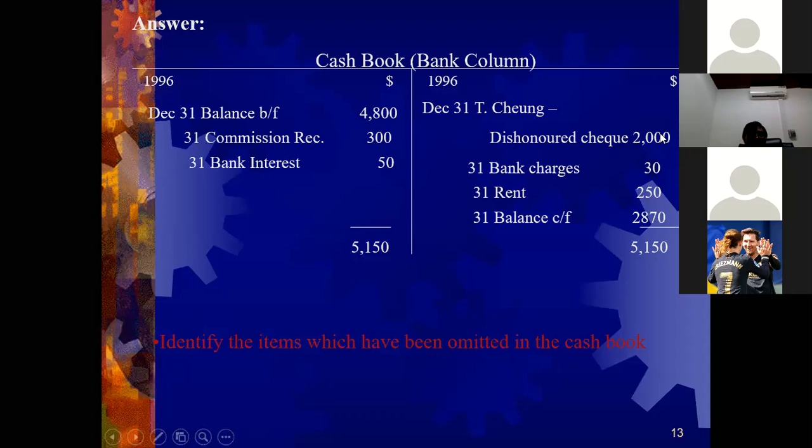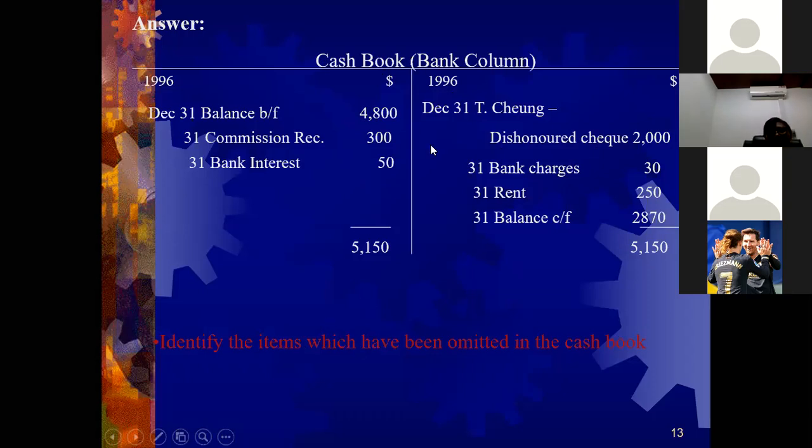Dishonored check will reduce the cash balance in the bank. Bank charges will reduce our cash balance. Rent paid will reduce our cash balance. And so we have adjusted the cash book, and we have 2,870 as our new cash balance. We had 4,800 as our cash balance. After taking care of all the informational differences, we have 2,870. So if we had issued checks, knowing that we have 4,800, the checks would have been dishonored.